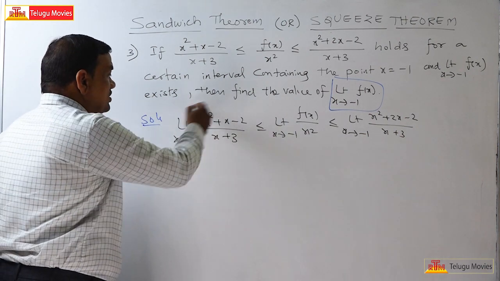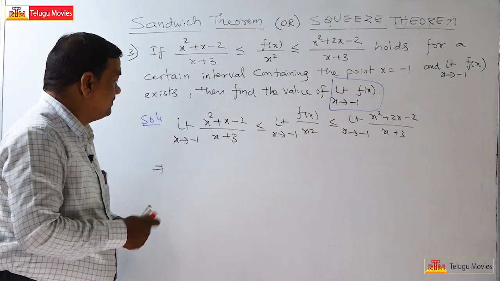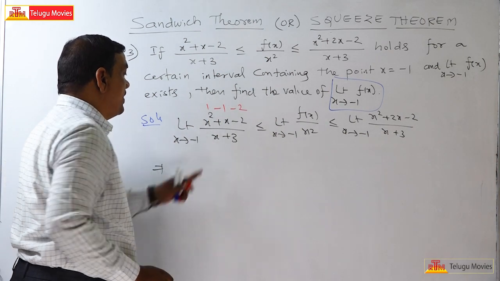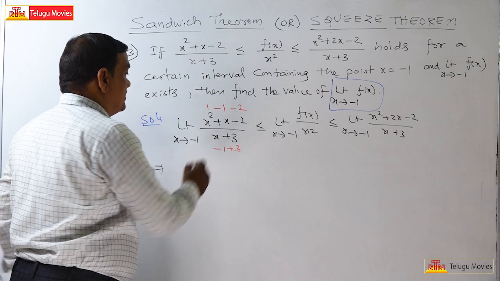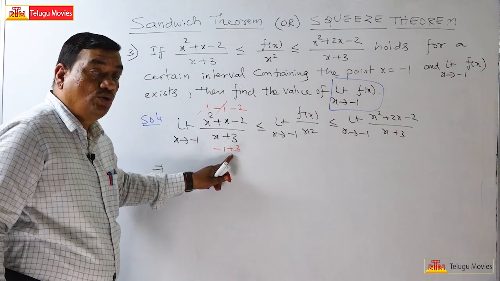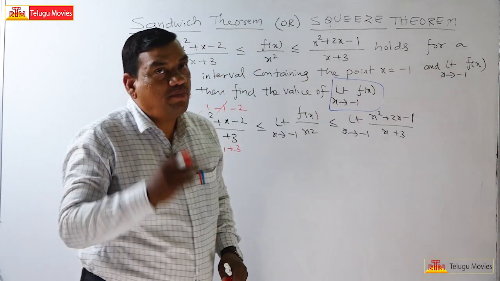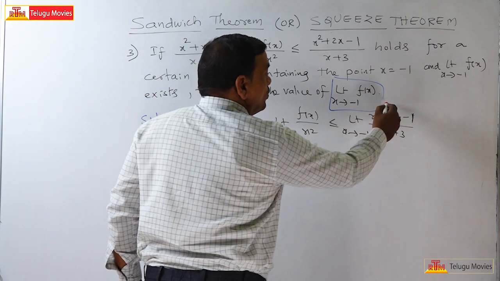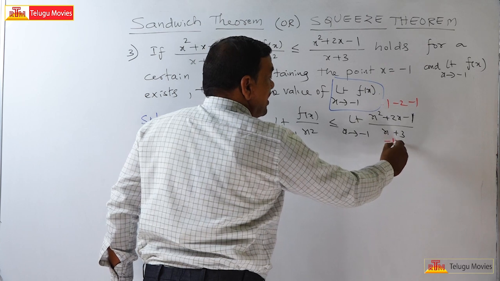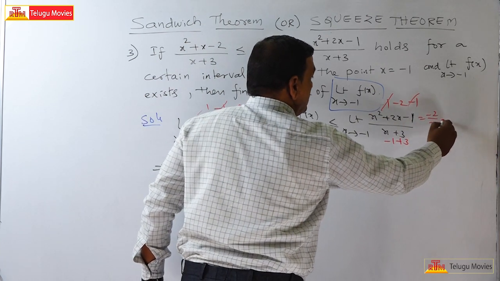Now let us find out this value. As x tends to minus 1, we will see the value here. So this is equal to 1, this is minus 1 minus 2 by, this is minus 1 plus 3. So this 2 will get cancelled, minus 2 by 2, so this is equal to minus 1. Once you check here, the value is minus 1. So substitute here x is equal to minus 1: 1, this is minus 2, this is minus 1, this is minus 1 plus 3. So here these 2 will get cancelled, minus 2 by 2 is minus 1.